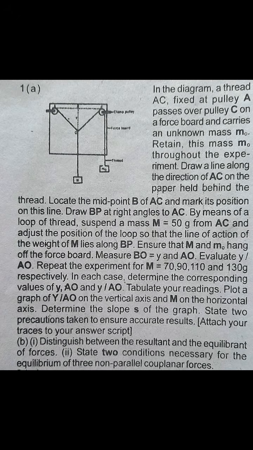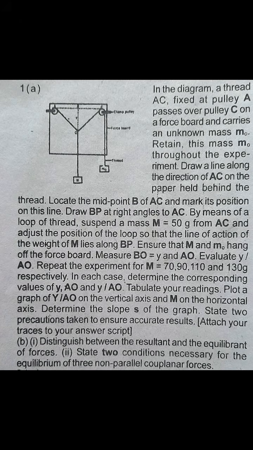So you draw BP at right angles to AC, and then by means of a loop of thread, loop a thread on AC, attaching another thread on the thread AC, but attach this thread in a way that it is not fixed. You can adjust it easily, like you're going to see in the video. That's the loop. So by means of a loop of thread, suspend a mass m equal to 50 gram from AC. You can see in the diagram where you are seeing m, not m0, is the mass now. So we attach a 50 gram mass to that point.